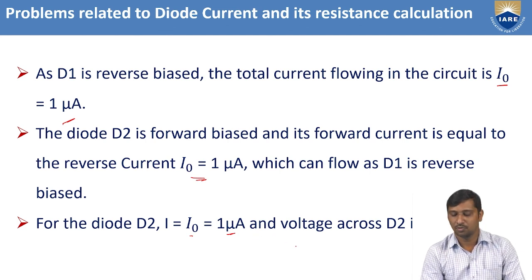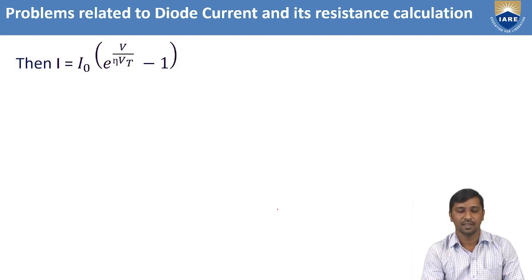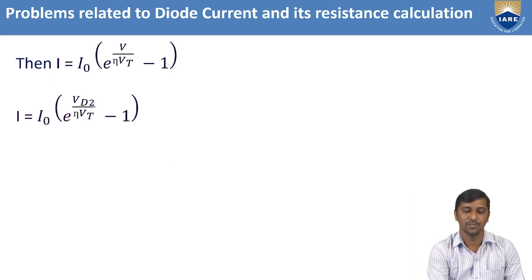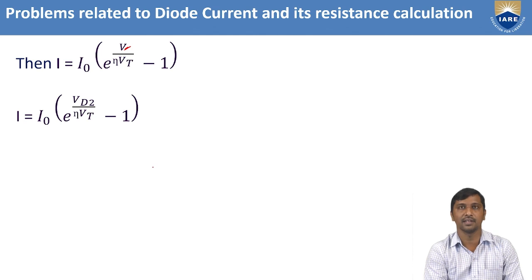Now the voltage across D2 is VD2. We need to calculate the voltage across D1 as well as D2. We know that I is equal to I0 times e to the power of V by eta times Vt, minus 1. First I'm going to calculate the voltage across diode D2. Here V is replaced with VD2, and I is replaced with I0. Which diode am I going to observe first? D2 is forward biased, hence I first observe the voltage across diode D2.